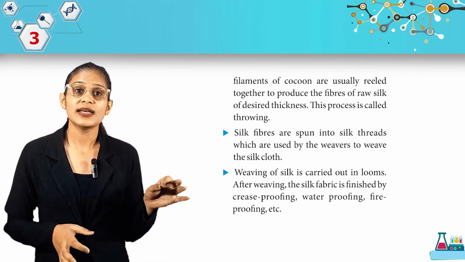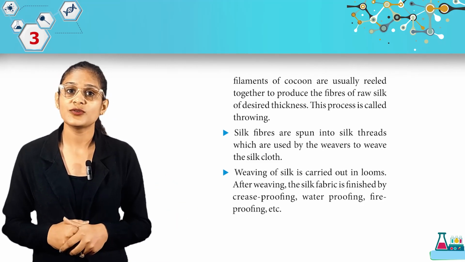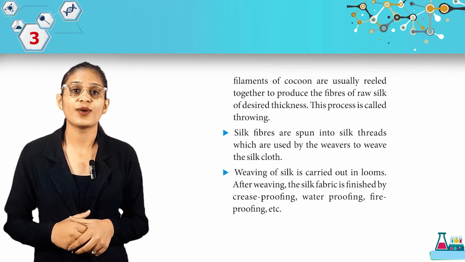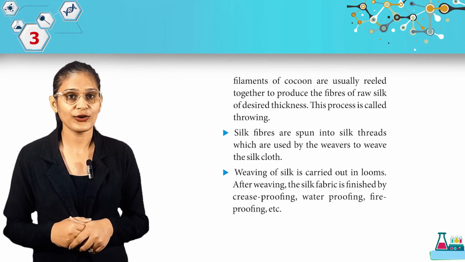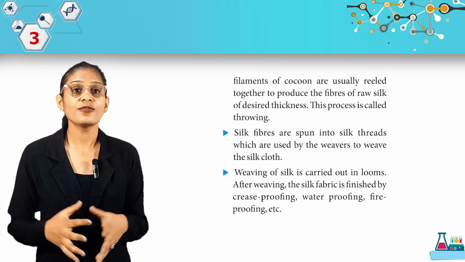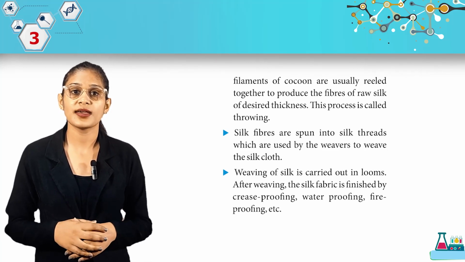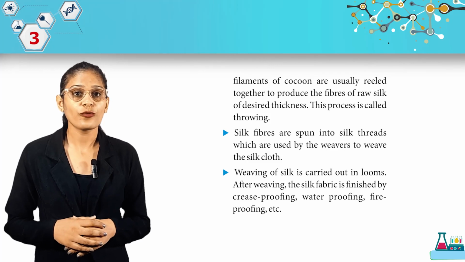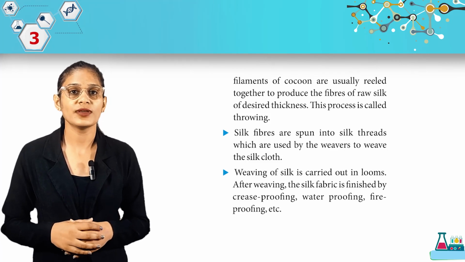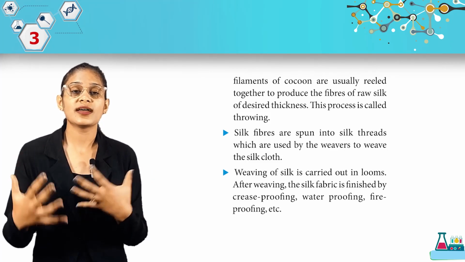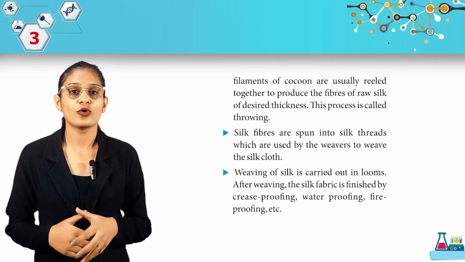Then silk fibers are spun into silk threads which are used by the weavers to weave the silk cloth. Weaving of silk is carried out in looms. After weaving, the silk fabric is finished by creasing, proofing, waterproofing, fireproofing, etc. So students, these are the steps involved to get silk from cocoon.